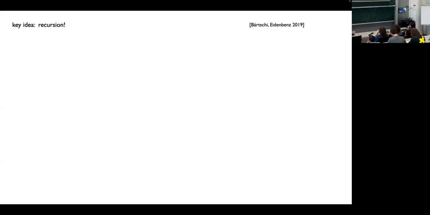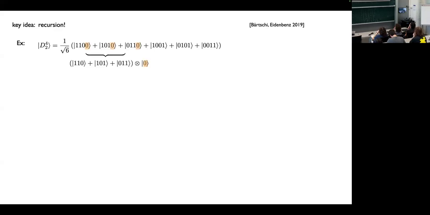One way to do it was found by Bärtschi and Eidenbenz back in 2019. Their idea is to exploit recursion. Let me explain. Coming back to this example of D(4,2) that I showed earlier, you notice that these three terms all end in 0, so I can factor out the 0. And then what's left is also a Dicke state, still with 2 ones, because I just took out a 0.